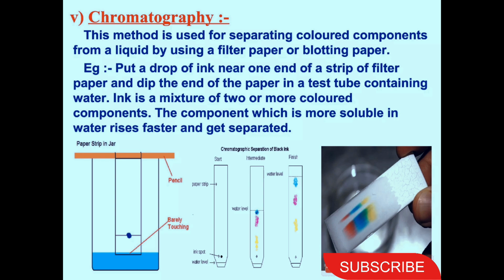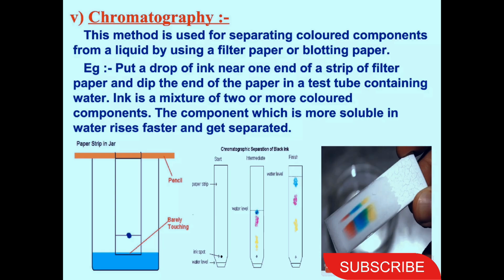Put a drop of ink near one end of a strip of filter paper and dip the end of the paper in a test tube or beaker containing water. Ink is a mixture of two or more colored components. The component which is more soluble in water rises faster and gets separated.